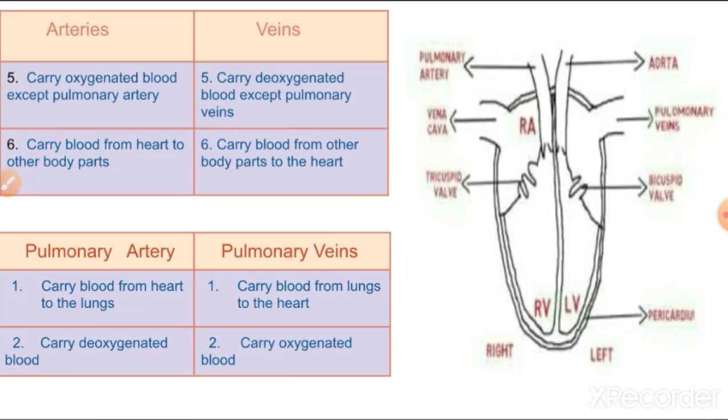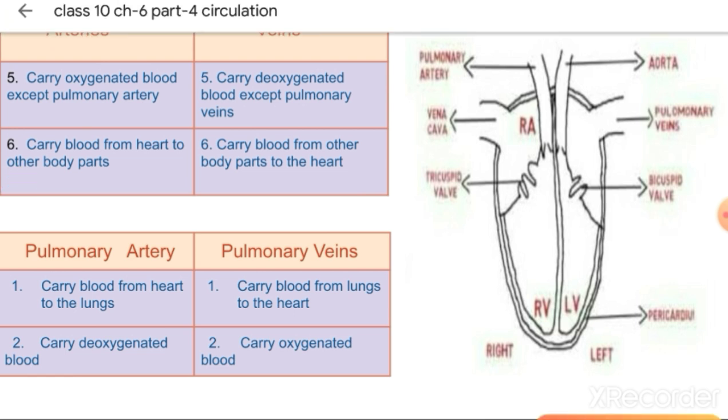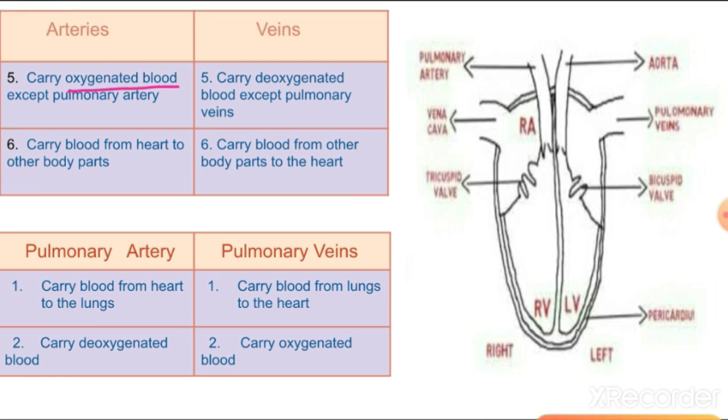Another difference which we could say is that arteries carry oxygenated blood. Why do they carry oxygenated blood? Because we have learned that arteries take the blood away from the heart. So this is the heart and these are the arteries. So these arteries take the blood away from the heart. Now the heart receives the oxygenated blood, and that oxygenated blood is carried by the arteries to all the different organs of the body. That is why it carries oxygenated blood.